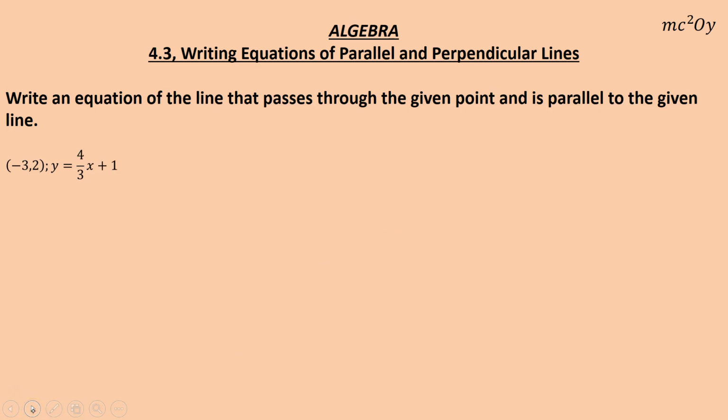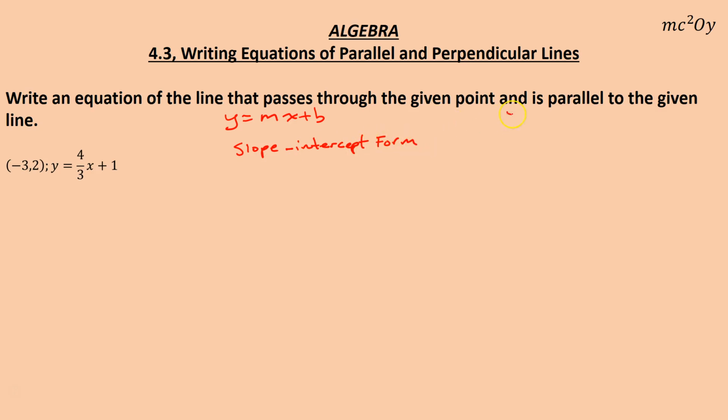Write an equation of a line that passes through the given point and is parallel to the given line. Okay, this is where it gets a little tougher, so let's go ahead and try this. So first, in order to write an equation, we have two different forms we can use. We've learned about y equals mx plus b, okay, which is called slope intercept form.